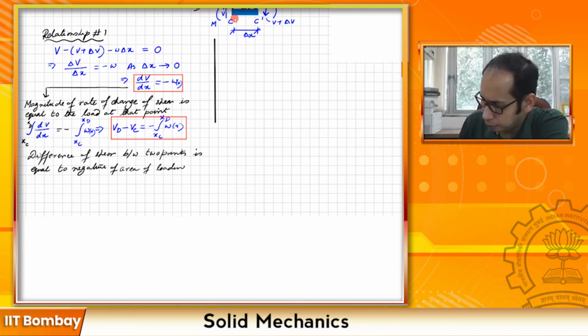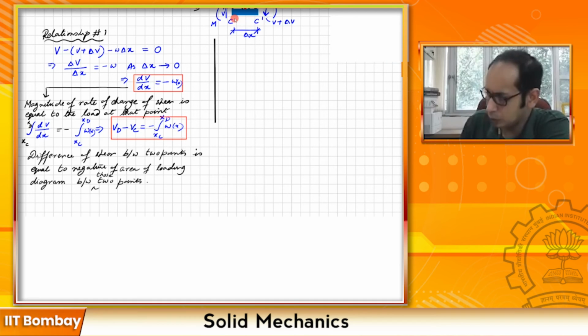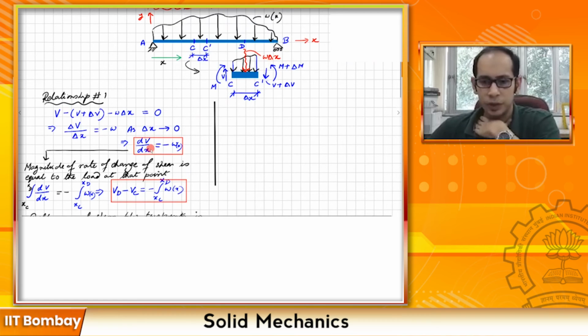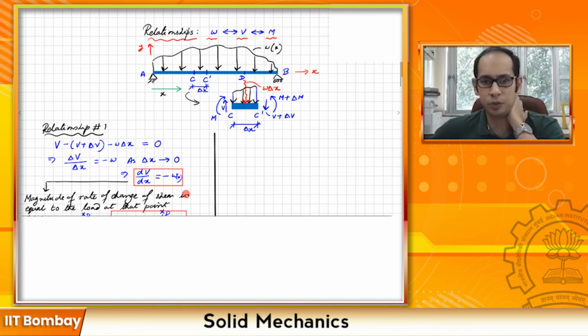of the loading diagram between the same two points. So what we just derived is that the slope of the shear force is equal to minus w of x, and VD minus VC is the negative of the area between those. That is our relationship 1.